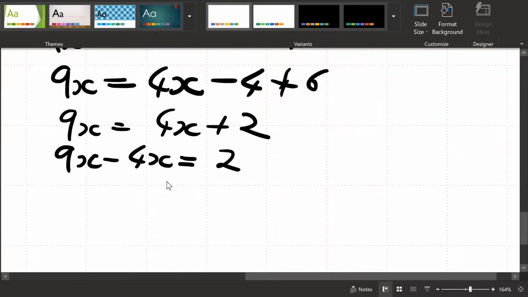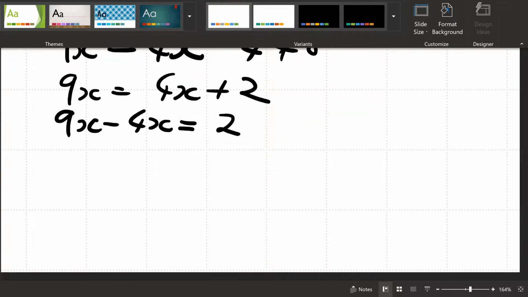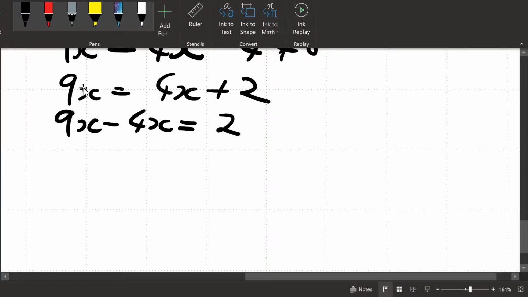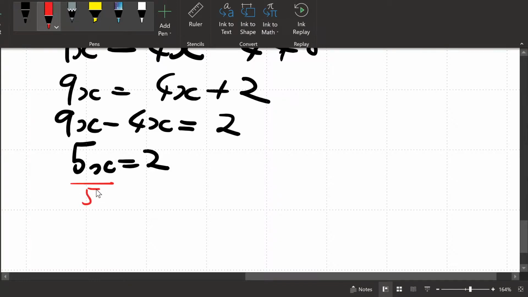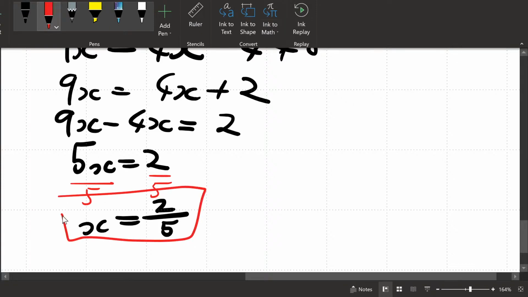Finally, we're just going to tidy that up. 5x equals 2. Dividing both sides by 5, we end up with x equals 2 over 5. And there we go. We've got an answer. That's all we needed to do.